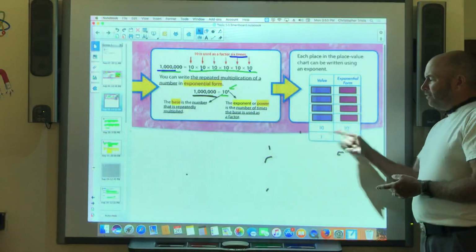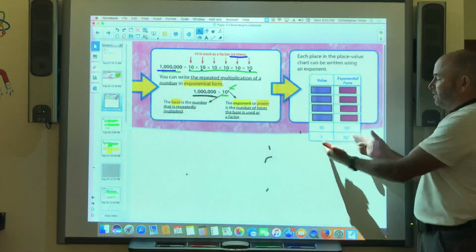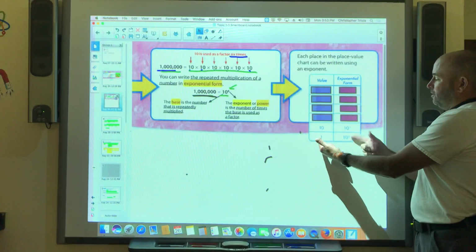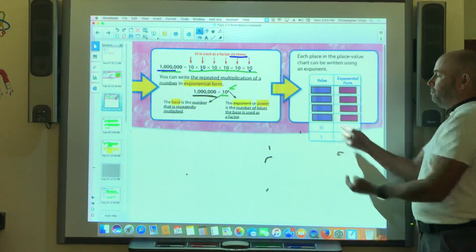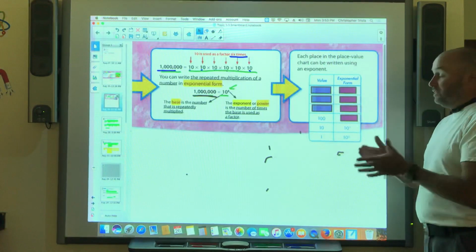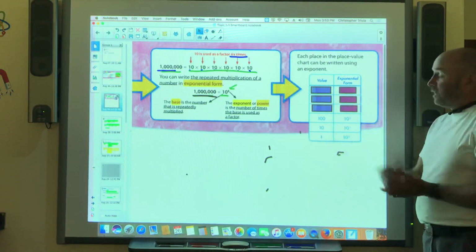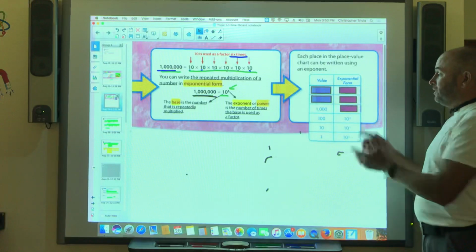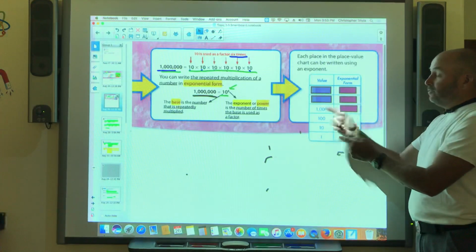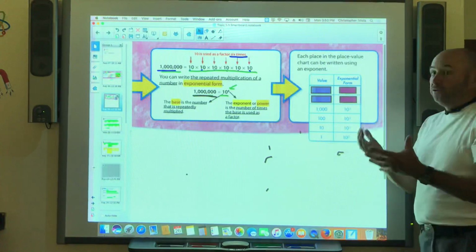If we have 10, it is written as 10 to the 1st power. And we'll talk about these in a moment, but you can see there's a pattern. You have 1, you have 0. You have 10, you have 1. 100 would be 10 to the, count the zeros, 10 to the 2nd power. 1,000 would be 10 to the, count the zeros, 10 to the 3rd power.